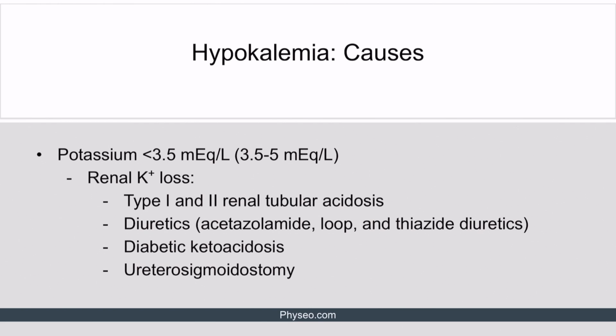Diabetic ketoacidosis causes osmotic diuresis. Glucose in the nephron lumen draws water and potassium from the blood to the nephron, resulting in potassium wasting. Finally, ureterosigmoidostomy causes potassium loss from the sigmoid colon. Sodium in the urine is reabsorbed in the large intestine. In exchange, potassium is secreted, causing hypokalemia.